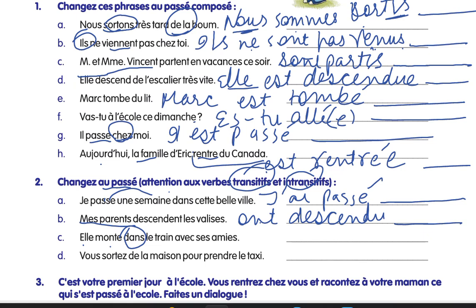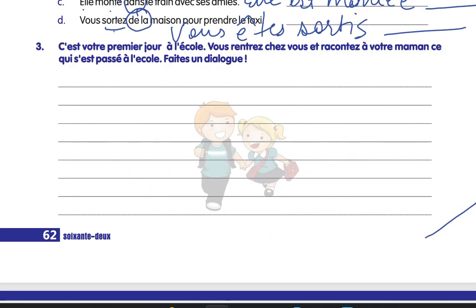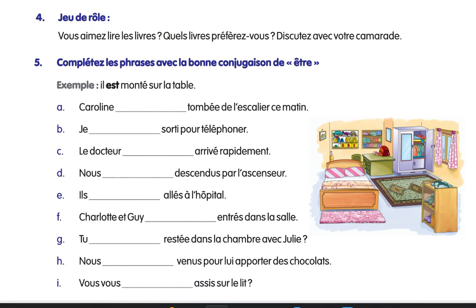Elle monte dans. Students, here is the preposition. So the verb être will come. Elle est montée. Montée is feminine. Elle est montée dans le train avec ses amis. Again, sortez. After that, there is a preposition. This is a transitive verb. So we will use vous êtes sorti de la maison pour prendre le taxi. This we will do later when we do the reading part, even this one as well.